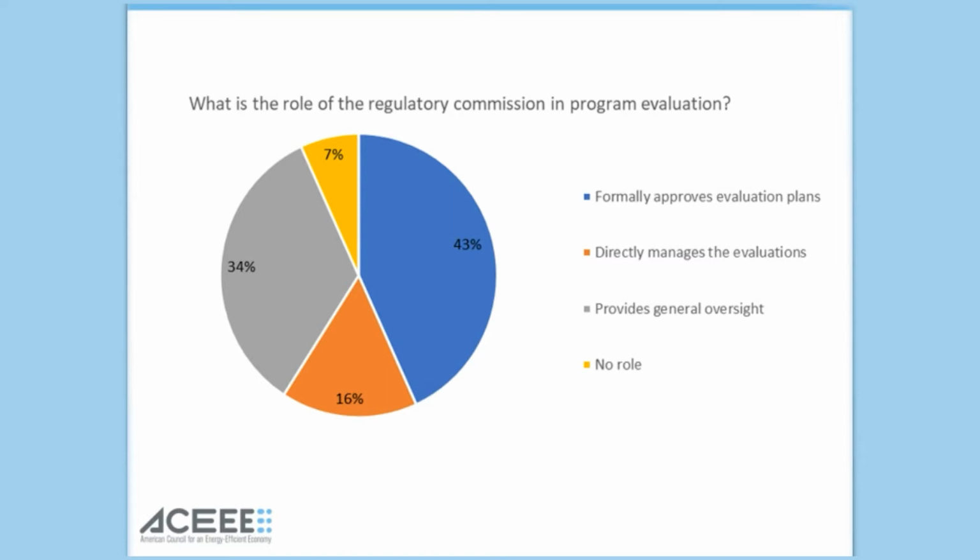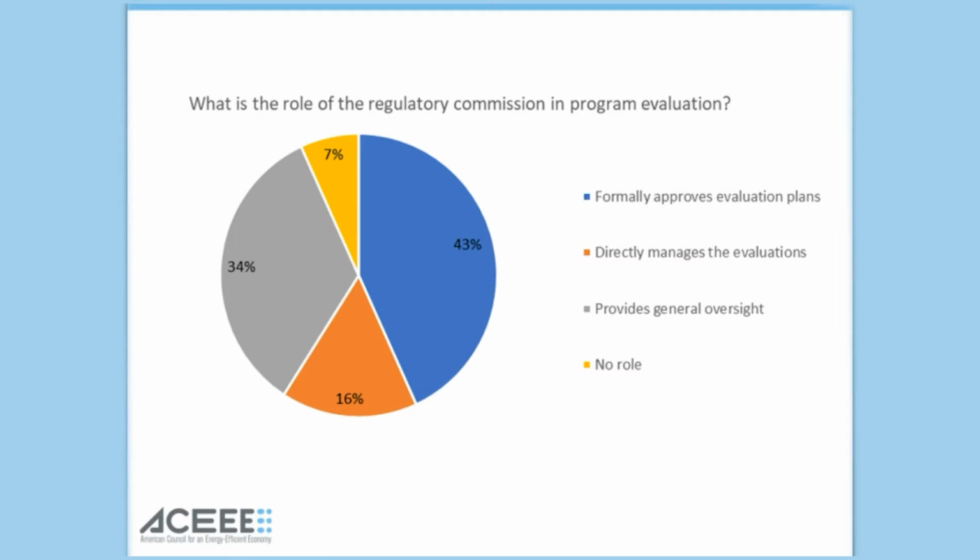And then what's the role of the Regulatory Commission in program evaluation? There you'll see in blue, 43%, a little less than half, that they formally approve the evaluation plans, so that the utility or their contractor or the program administrator submit them, and the regulators look that over and make sure that it's following practices established and whatever guidelines that state might have. And a small chunk there directly manages the evaluations. I think that's especially prevalent in places with statewide programs. Like, I'm based here in Wisconsin, and we've got a statewide program focused on energy, and the regulators oversee evaluations and program administration.